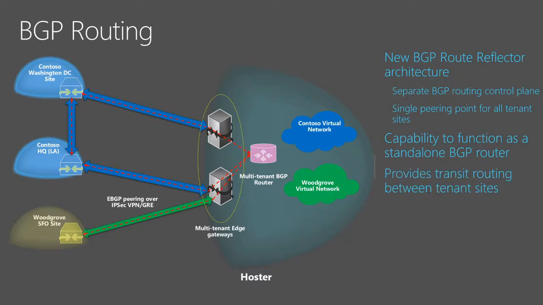We support transit routing. In this case, you could route traffic between the Contoso Washington and the Contoso Los Angeles sites through the gateway in the cloud. That's a small animation that shows this. If the link between the two sites goes down, you can now route the traffic through the cloud.